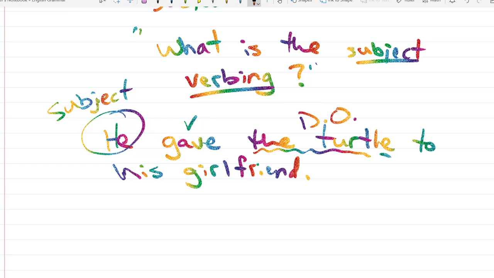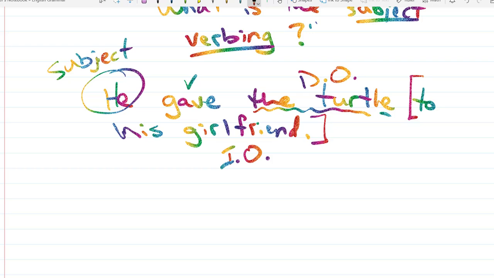There. Now we can take it a step further, right? Who is benefiting or who is secondarily involved with the giving of this turtle, right? Who benefits in a way from this? And we have this idea of to his girlfriend. And this is just an example of an indirect object, right? To his girlfriend. She's not the one being given, right? He's not giving his girlfriend. He's giving a turtle, but he's giving it to his girlfriend. So she is benefiting from this action, in a second way, in an indirect kind of way. That's the idea of an indirect object.